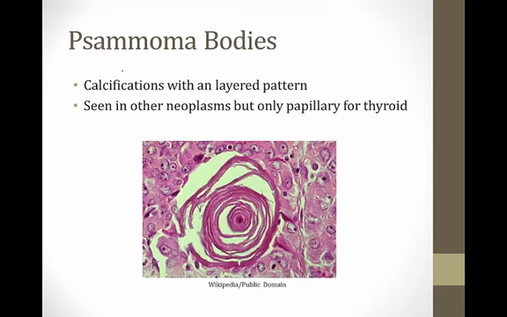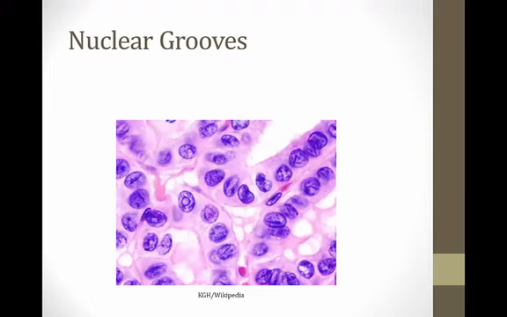Psammoma bodies are calcifications with a layered pattern. This is a picture of one shown on the screen here. You can see psammoma bodies in other neoplasms, but among thyroid cancers, you only see psammoma bodies in papillary thyroid cancer, so that's why their presence is useful to make the diagnosis. Nuclear grooves are dark lines in the nuclei of the cancer cells. You can see a good example of one right here. I'm circling it on the screen. You can see a dark line across this nucleus. That's called a nuclear groove, and their presence is diagnostic for papillary thyroid cancer.